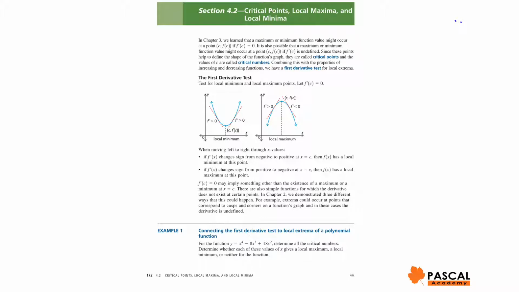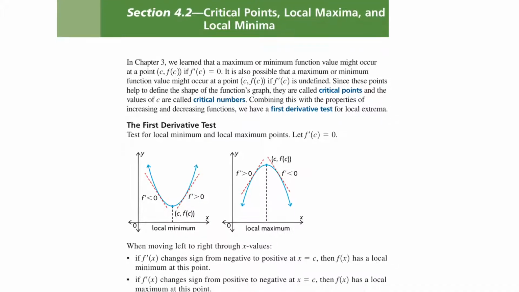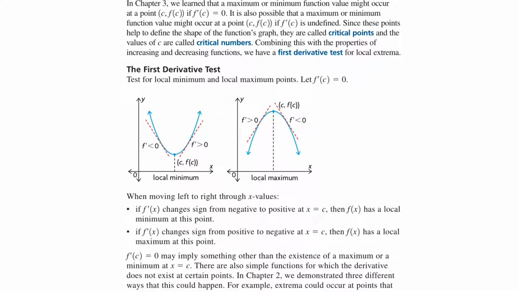Curve Sketching Session 5. In this session we are going to work on critical points, local maximum and local minimum of a function. We know when the derivative of a function at a point is 0 or does not exist, that point is called a critical point.